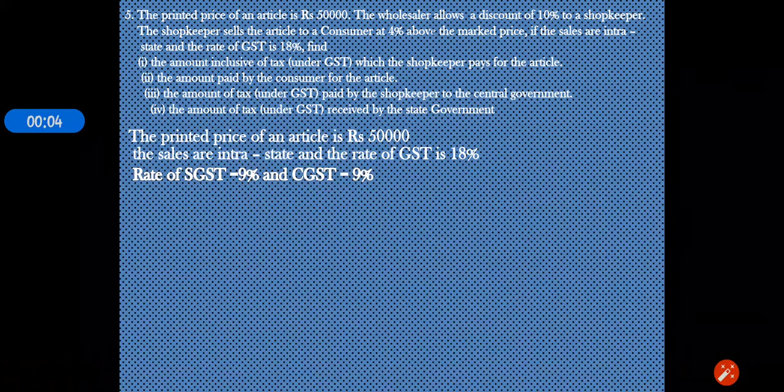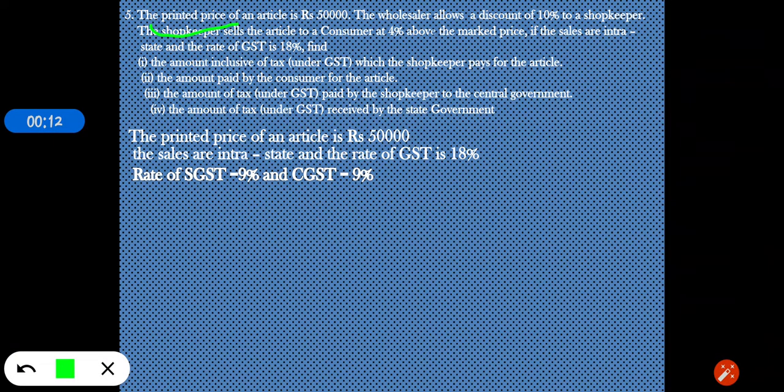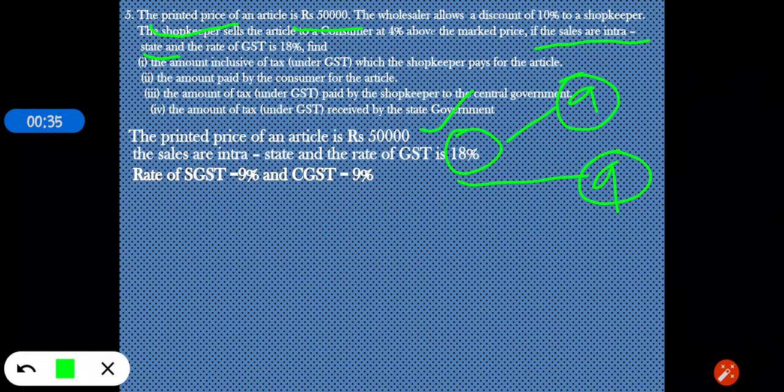This question is from exercise 1, question number 5. The question says that the printed price of an article is rupees 50,000 and the sales are intrastate. Intrastate means within the same state. So the rate of GST is 18%. In case of intrastate, this 18% is divided into two equal halves. That means 18 divided by 2 is 9. First 9% goes to the state government as SGST and another 9% goes to the central government as CGST.